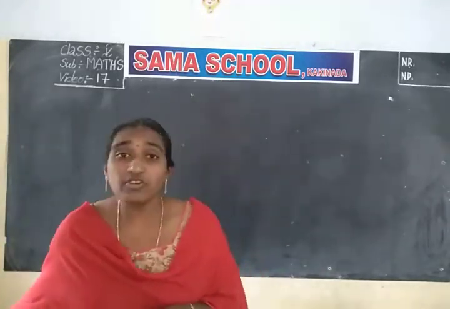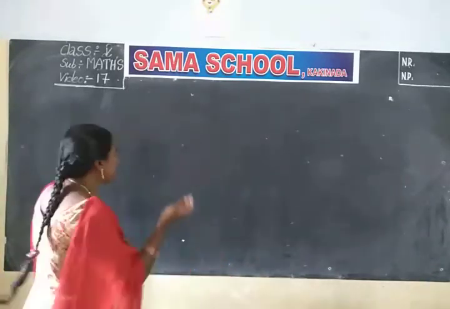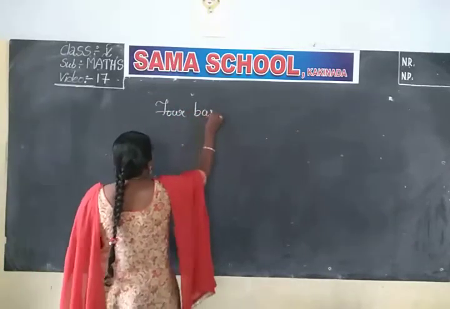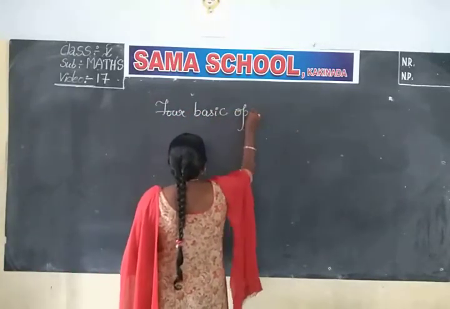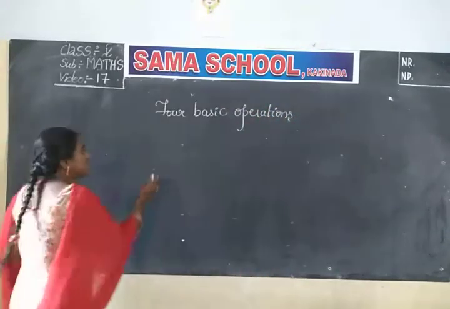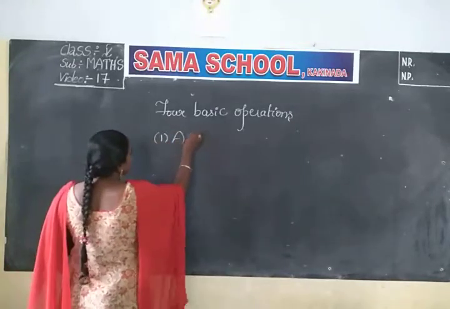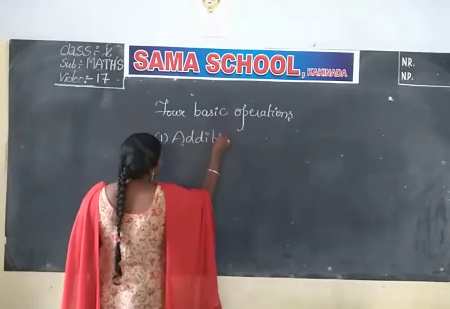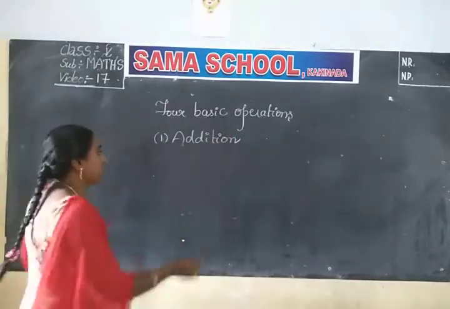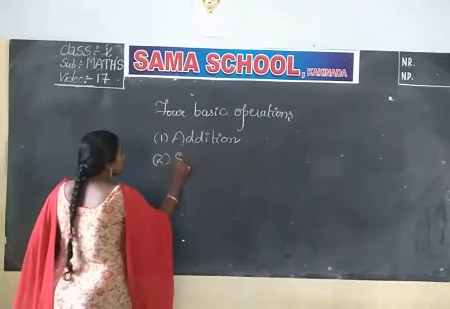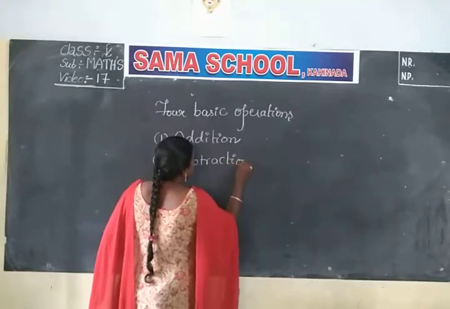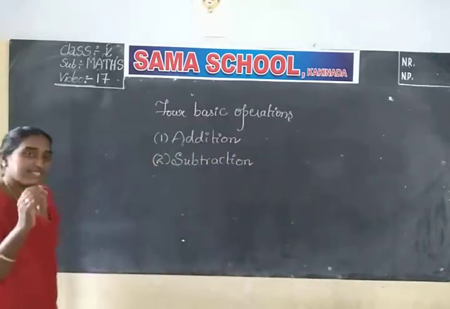Okay children, what do you know about addition? We have 4 basic operations. Do you know what the 4 basic operations are? Already in the previous classes we have learned that the first basic operation is addition. Do you know what the second basic operation is? Yes, it is subtraction. The second basic operation is subtraction.